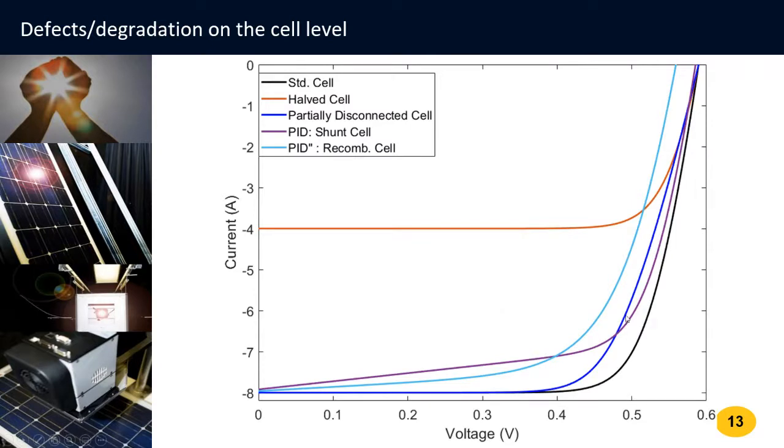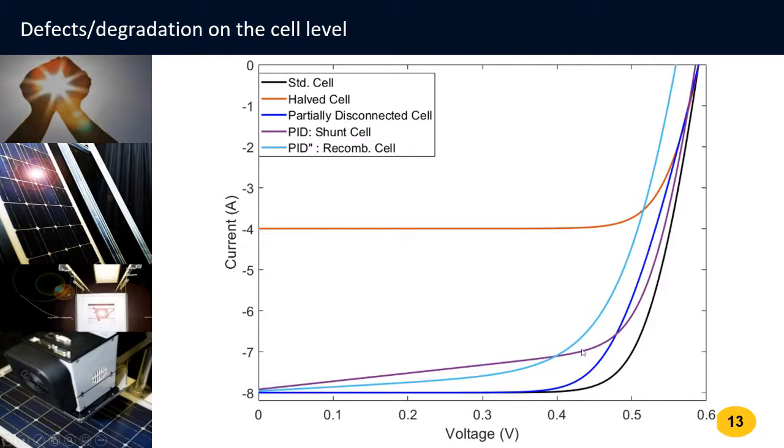Now if you look at the dark blue line, that's a partially disconnected cell. I attempted to simulate what would happen if you disconnected two of the bus bars, and that resulted in an increased series resistance, as you can see by the slope over here. That would obviously decrease power output, and you can see it by the decreased fill factor.